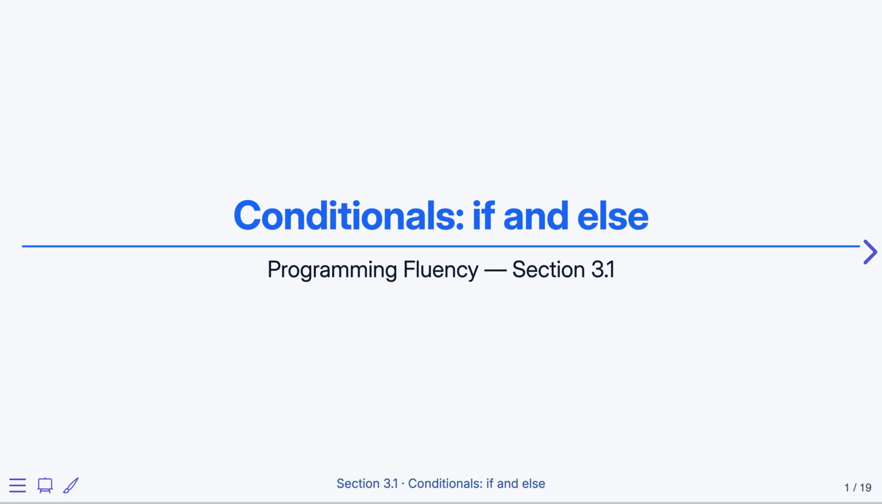Welcome to Programming Fluency. This is section 3.1, Conditionals: if and else. So far, your programs run straight through and they do the same thing every time. In this video, you learn how to make a program choose. It runs some code when a condition is true and skips it when the condition is false. The tools for that are if and else. Let's begin.